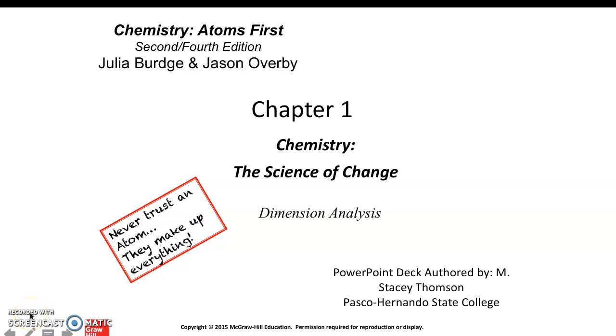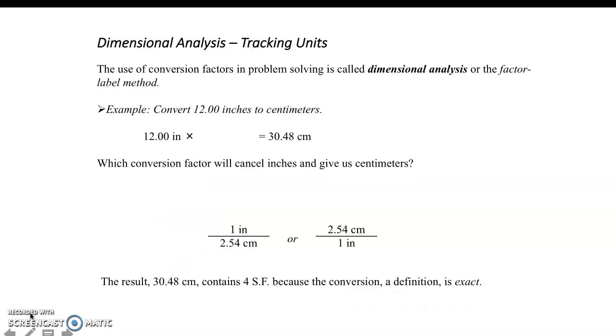All right, Chem 1110 students, we are to the last PowerPoint for Chapter 1, and this one is on dimensional analysis. Dimensional analysis is a way of tracking your units and using your units to do problems. It's also called the factor label method, and what you do is use conversions between units and you do the math such that your units cancel out.